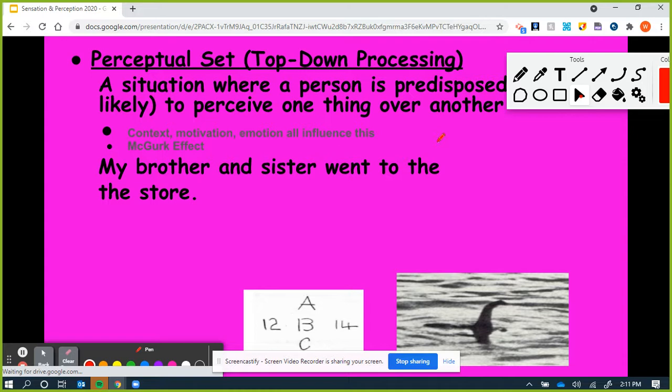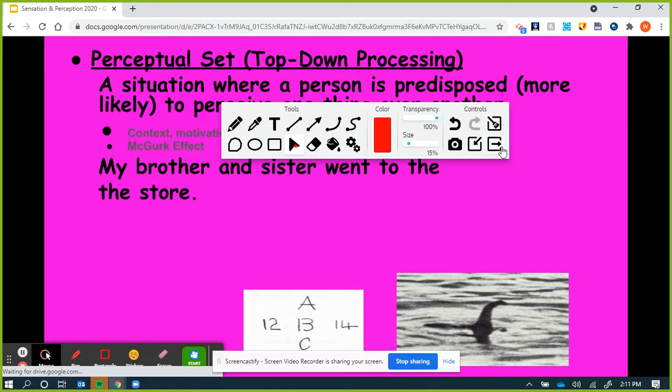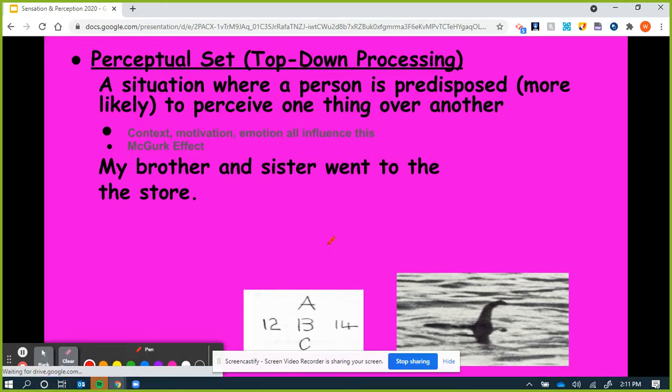All right, and then a term that goes along with top-down processing: perceptual set. A perceptual set is any situation where you are predisposed to notice one thing over another. And this could have to do with the context of what you are looking at.